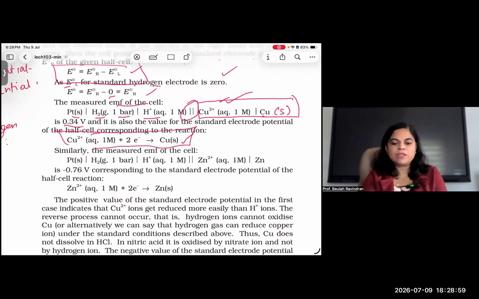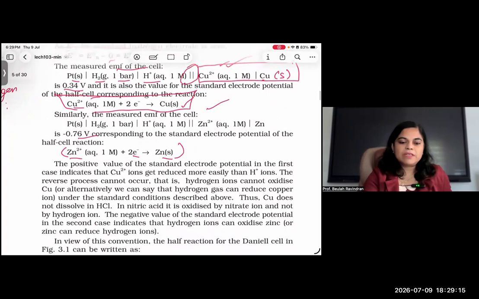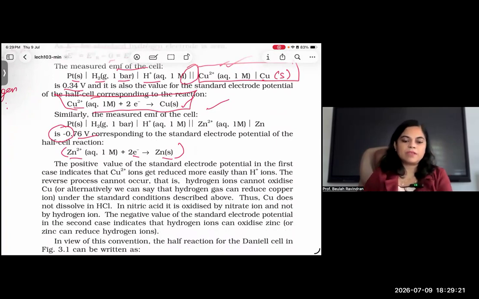Similarly, the measured EMF of the cell is 0.76 volt, corresponding to the standard electrode potential of the half cell reaction of zinc. So zinc is double when compared to copper, but it is negative also. 0.34 is positive and negative 0.76 has happened.